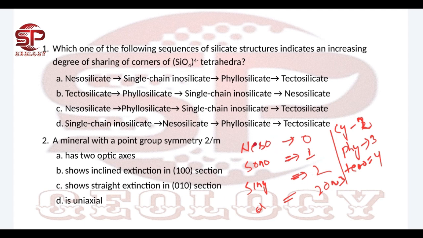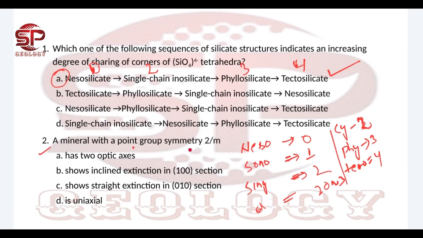So from neso to tecto, this is the increasing sharing of oxygen. First neso will share 0. Single chain will share 2, phyllosilicate will share 3, tectosilicate will share 4. So this is the increasing order of sharing of corners in a SiO4 tetrahedron. So this is your answer A.